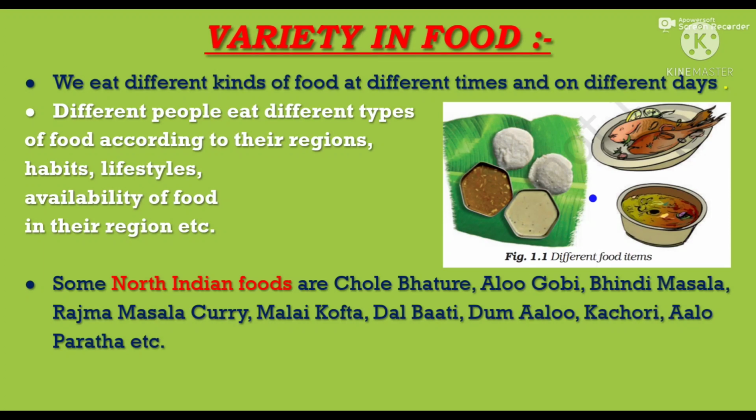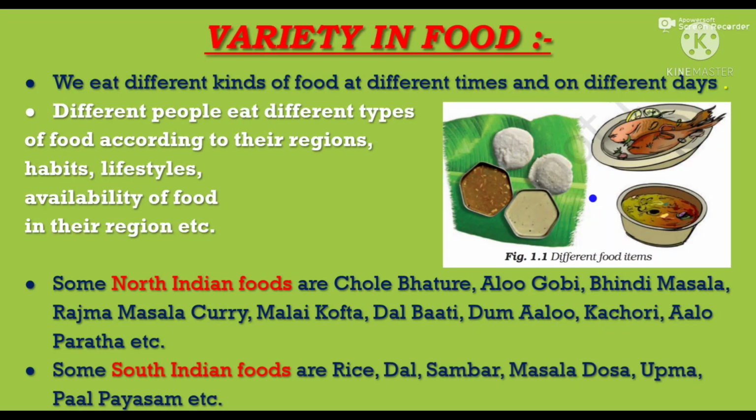So some North Indian foods are chole bhature, aloo gobi, bhindi masala, rajma masala curry, malai kofta, dal bati, dum aloo, kachori, aloo paratha. So these are the North Indian food items. And if you come to the South, then South Indian foods are rice, dal, sambar, masala dosa, upma, pal payasam, etc. So these are the South Indian food items.